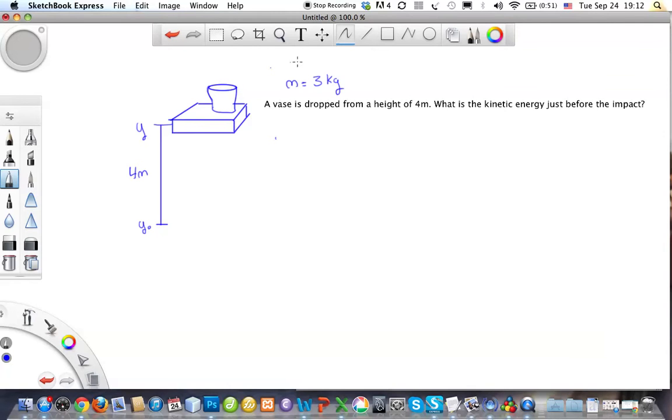So we have this vase. Its mass is 3 kilograms, and it is dropped from a height of 4 meters. What is the kinetic energy? Okay, what is the kinetic energy just before the impact?